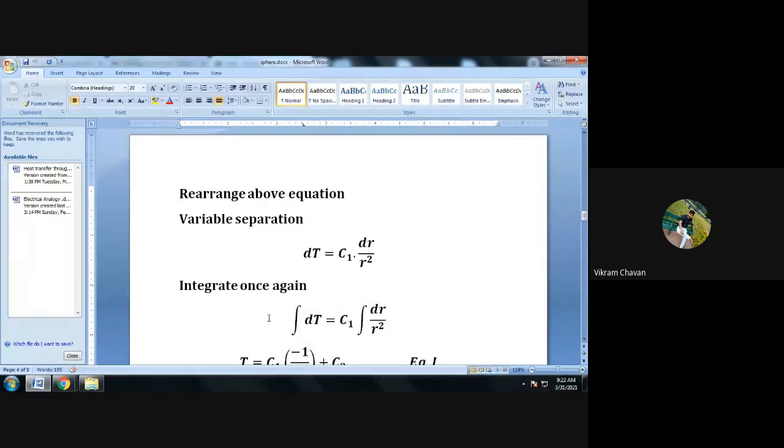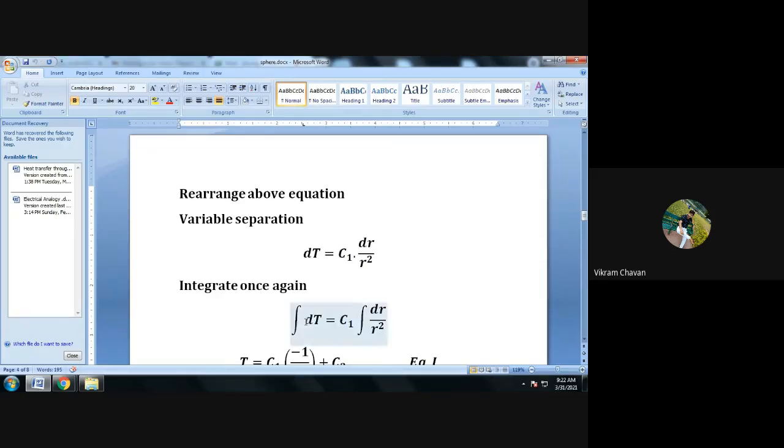So integration of dt is equal to c1 integration of dr divided by r square. Getting everyone? Is there any question, any doubt?